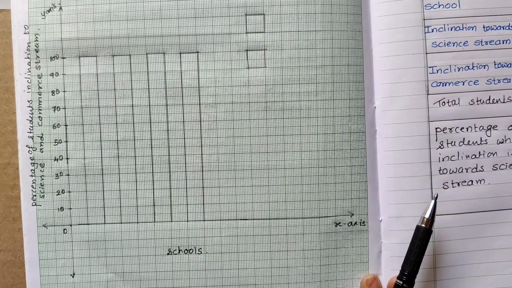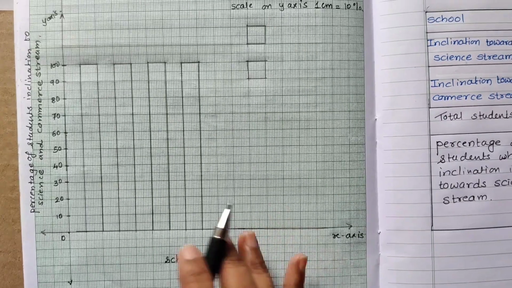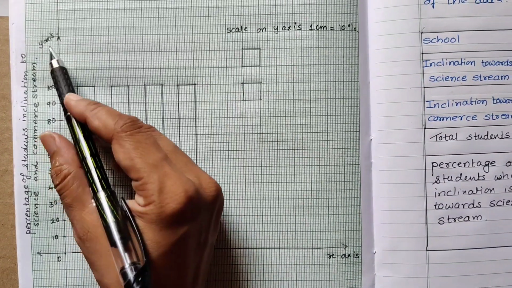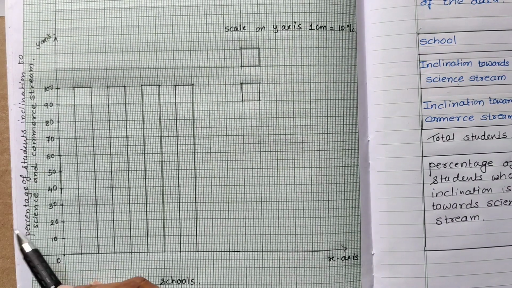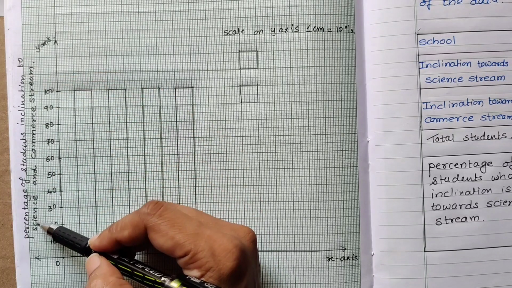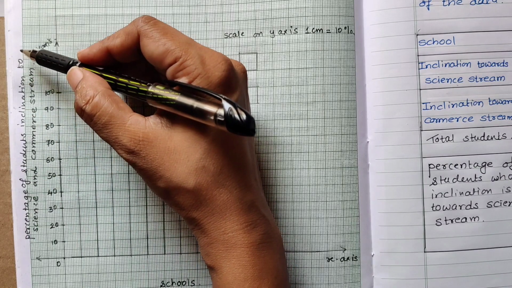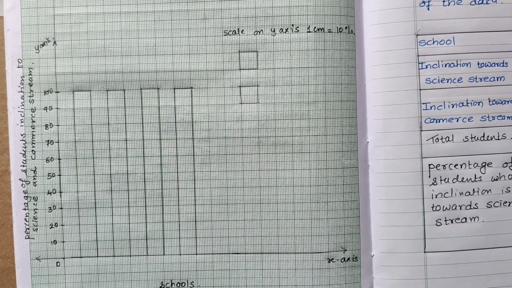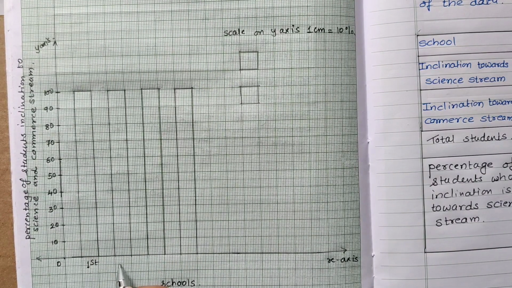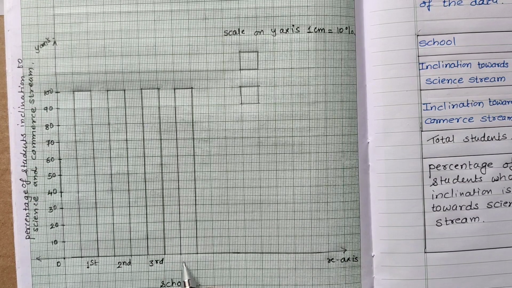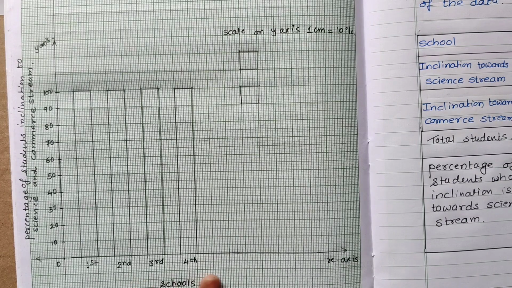As you all can see, I have drawn the x-axis and y-axis. This is the x-axis I have written here, and this is the y-axis written here. Now on the x-axis we have taken school, on the y-axis we have to write the percentage of students' inclination towards science and commerce stream. Okay, write it in a full sentence: percentage of students' inclination towards science and commerce stream. On the x-axis we have taken the schools. So this is the first school, this is the second school, this is the third school, and this is the fourth school. In this way we have drawn the bars for the first, second, third and fourth school.